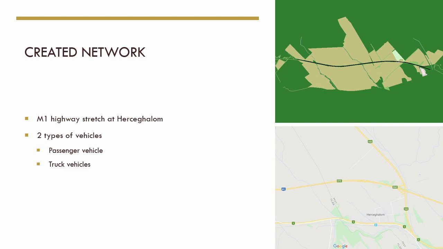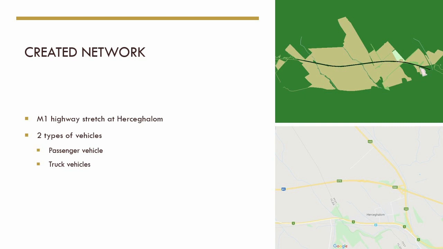The chosen highway stretch is at the intersection of the M1 highway and the 102 main road near Hertekon. On the pictures you can see the stretch from Google and the created environment in SUMO. We defined two types of vehicles.